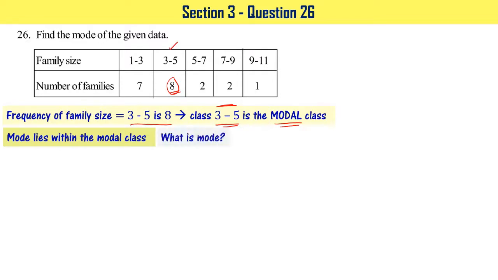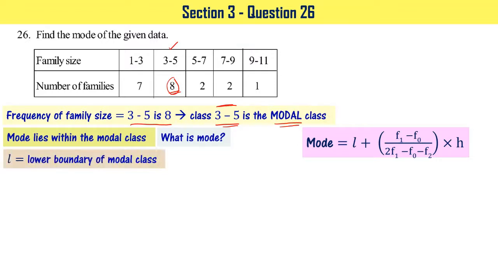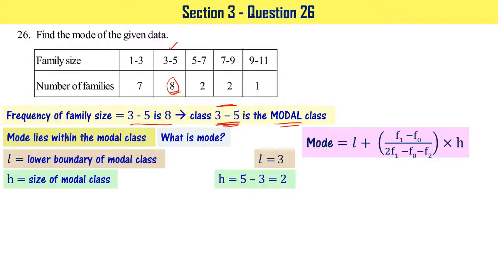Now we have to find what the mode is. We know the formula for mode, right? In this paper itself it is given. Mode equals L plus (F1 minus F0) divided by (2 times F1 minus F0 minus F2) times H, where L is the lower boundary of the modal class. For this particular case, the lower boundary is 3 because the modal class is 3 to 5, right? H is the size of the modal class, that is 5 minus 3 equals 2.